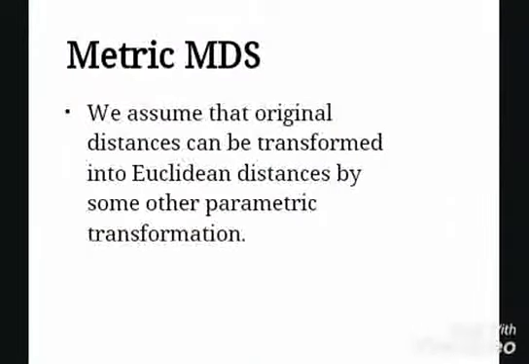Classical scaling could be described as metrical scaling since, in contrast to non-metrical scaling, the fitted and original distances are expressed in the same metric. In metrical scaling, we assume that original distances can be transformed into Euclidean distances by some other parametric transformation.